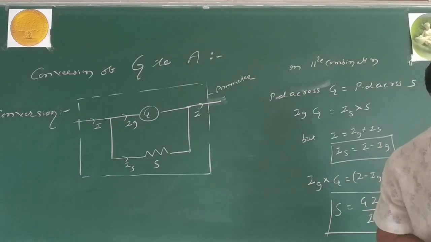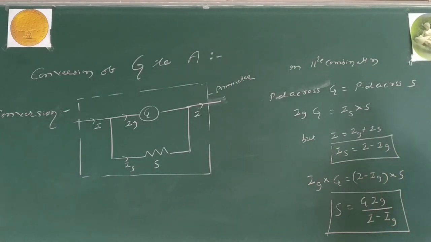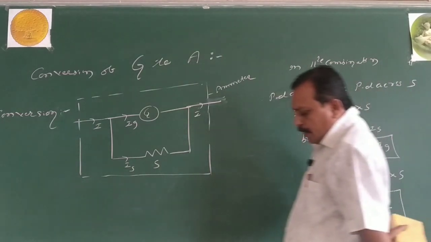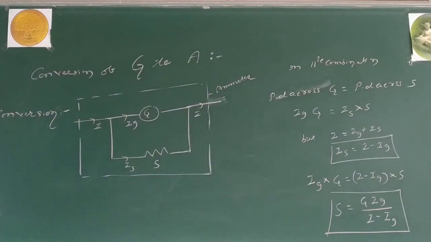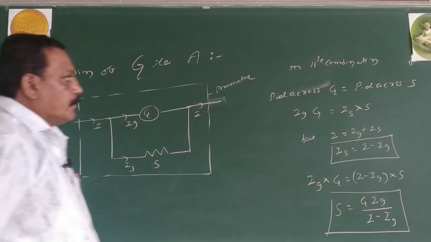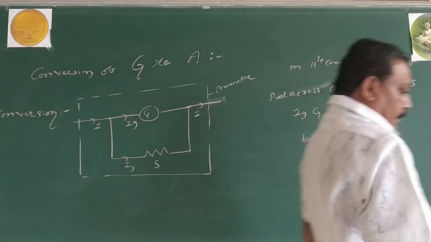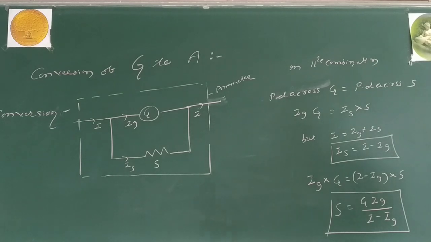The required small resistance S equals G into Ig divided by (I minus Ig), where I is the main current and Ig is the current through the galvanometer. G is the resistance of the galvanometer. Is it clear? Yes.